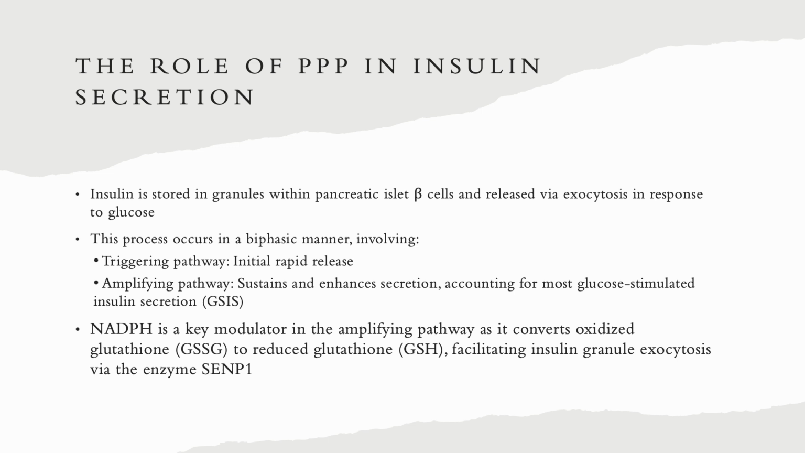So another way that PPP is involved is insulin secretion. Now, you can see that NADPH is a key modulator in the amplifying pathway as it converts oxidized glutathione to reduced glutathione, facilitating insulin granule exocytosis via the enzyme SNAP1, which you will see more on the next slide in a figure.